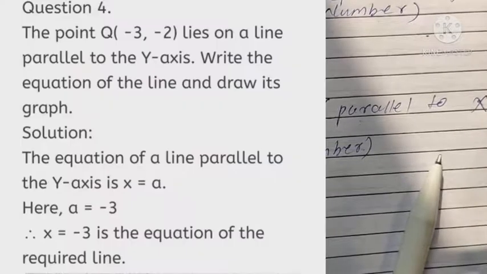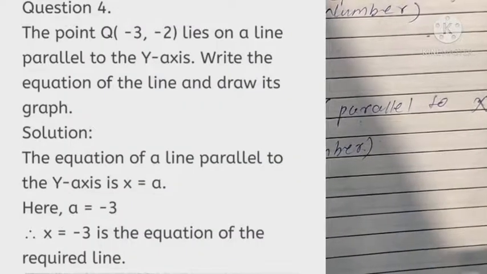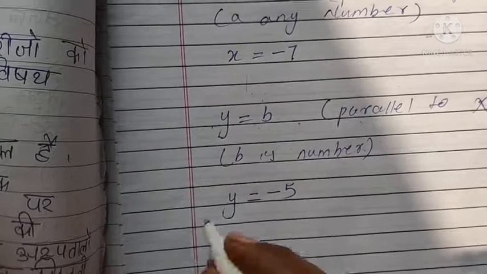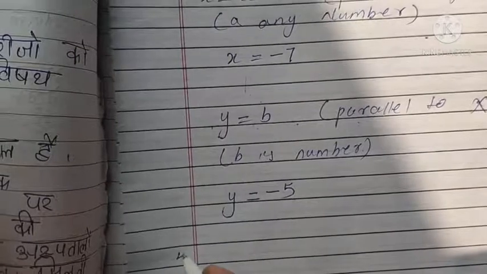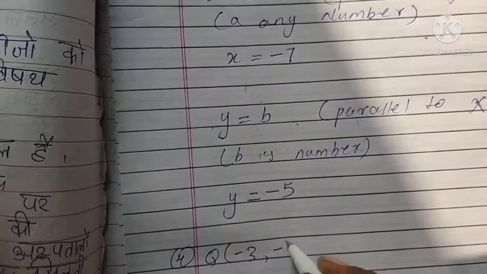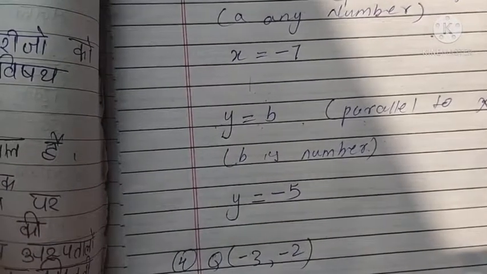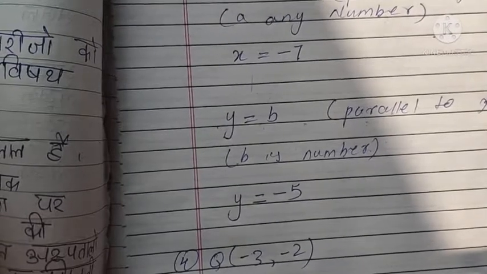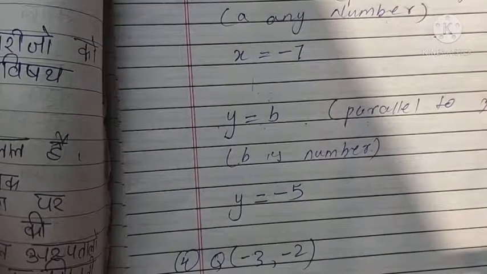Next, question number 4. The point Q (-3, -2) lies on a line parallel to the y-axis. This point lies on a line which is parallel to the y-axis. So write the equation of the line and draw its graph.